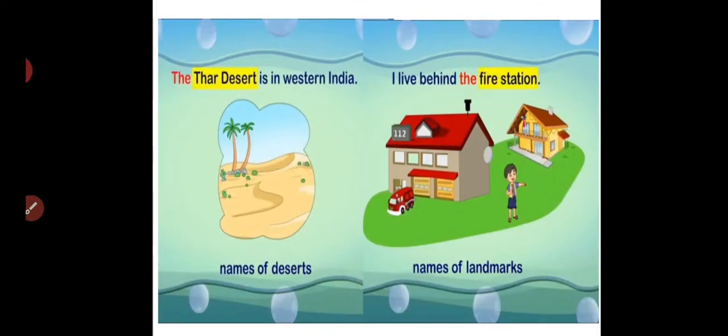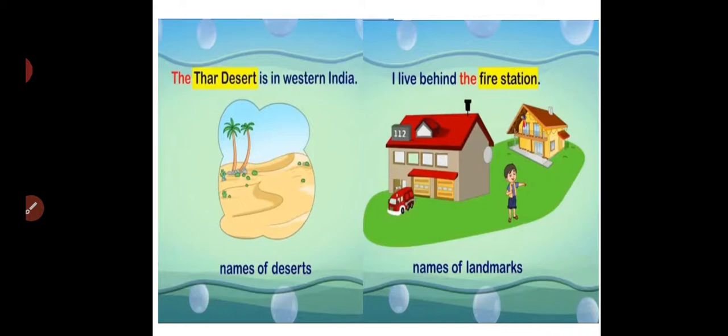The is also used before the names of deserts. For example, the Thar Desert, the Sahara Desert, the Gobi Desert. Like that, you can find many deserts in the world. And the article is also used before the names of landmarks.